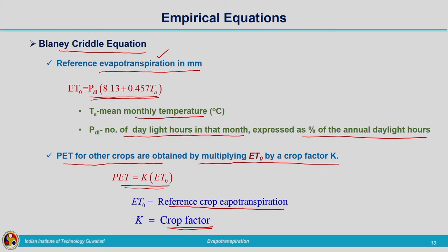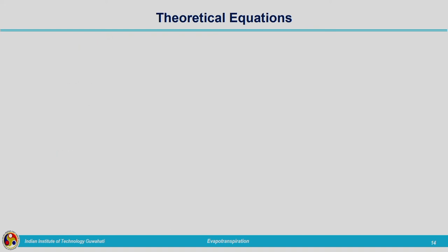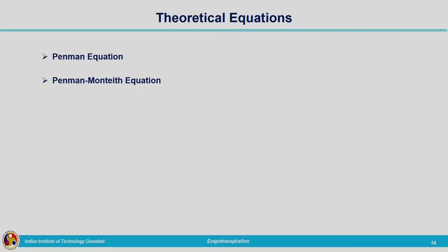So, that much about the empirical equations. Now, let us move on to theoretical equations or the analytical equations. The different equations which we are going to see are the Penman's equation and also the Penman-Monteith equation. We are not going to see the detailed derivation of these equations because we won't have that much time to cover the entire syllabus. So, let us see the equations first.